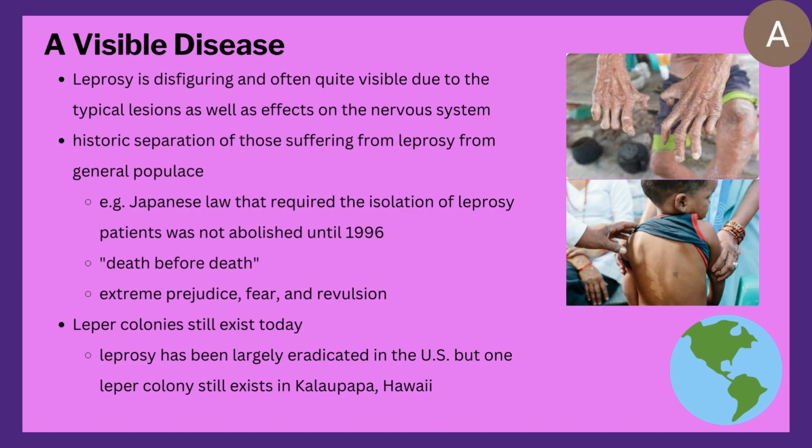Due to these symptoms, there has been a historic separation of those suffering from leprosy from the general populace. For example, the Japanese law that required the isolation of leprosy patients was not abolished until 1996. Leprosy was often seen as death before death due to the extreme prejudice, fear, and revulsion around the disease. Leper colonies still exist today, and although leprosy has largely been eradicated in the U.S., one leper colony still exists in Hawaii.